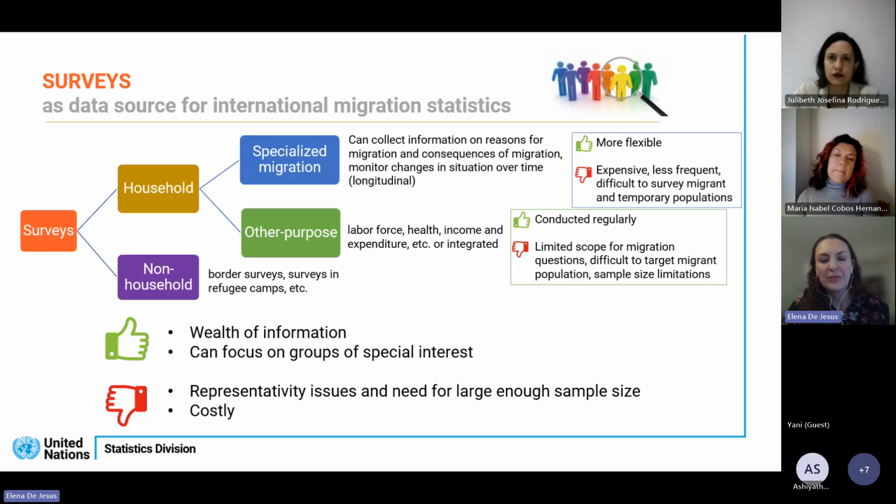And then other purpose surveys are collected more frequently, and there's more of a reliable collection schedule there. But because the focus is not on migration specifically, the migration-related information may be limited, and also the sample size would need to be quite large to try to capture a representative subset of the migrant population and the general population.